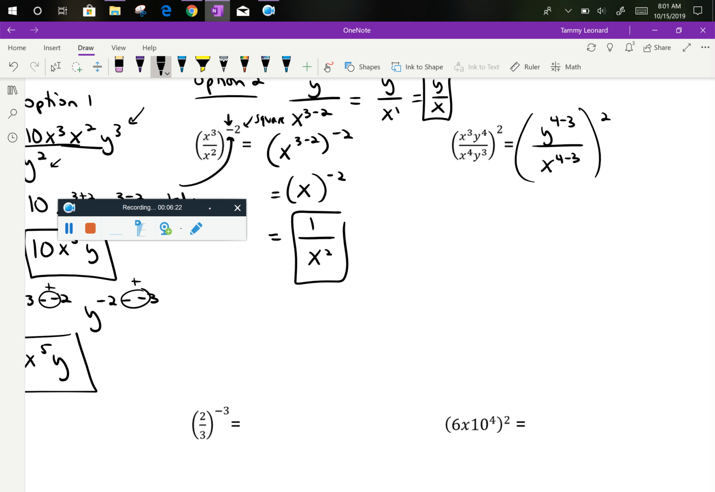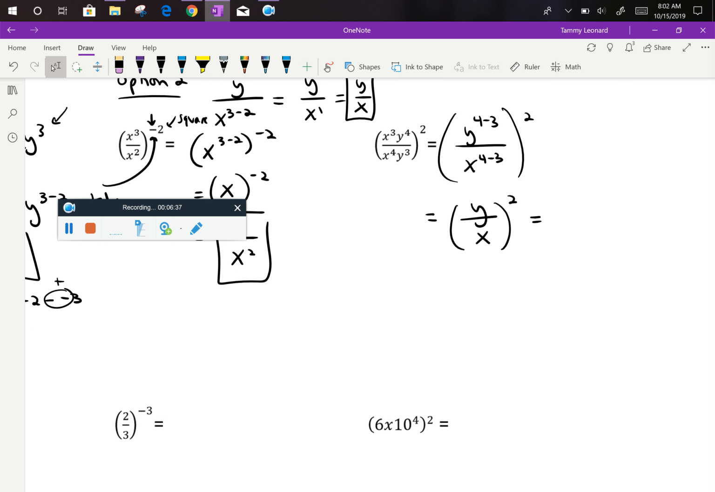y to the 4 minus 3 and x to the 4 minus 3 each remain as a power of 1, so I have y to the first, or y, over x to the first, or x, and that whole thing's being squared. And now you're ready for your quotient rule. When you raise a quotient to a power, you know that each part is raised to the power. So we're going to have a y squared divided by an x squared as our final answer.